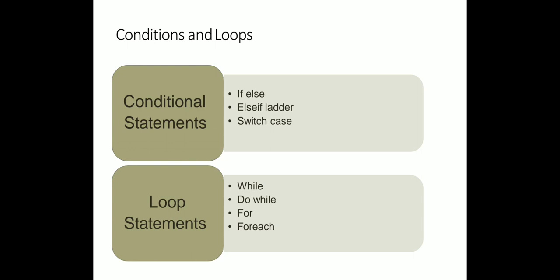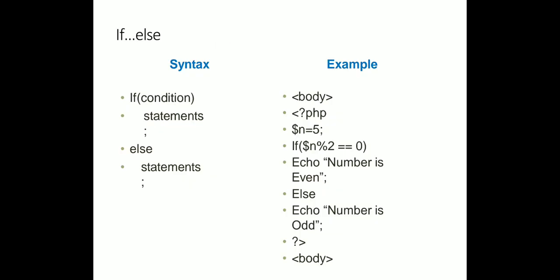In PHP the conditional statements are if, else if ladder and switch case, while the loop statements include while, do while, for and foreach. First we will see conditional statements and start with if else. Its syntax you know very well: if condition, the statements, else and statements.